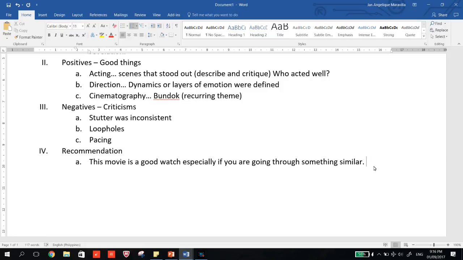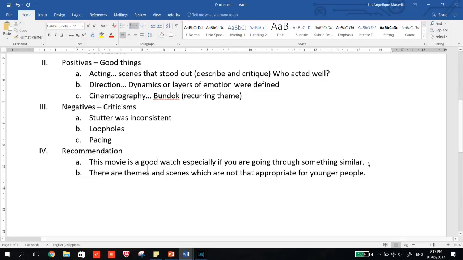O kaya sabihin mo lang na there are themes and scenes which are not that appropriate for younger people. Di ba? Panlakas ba kay MTRCB lang yan? Kasi which is true, kasi may mga violent scenes din sa movie, may mga sexual scenes sa movie. So, pwede mo sabihin na there are themes and scenes which are not appropriate for younger people. Again, hindi yan sa isang paragraph ha. Siyempre, dapat coherent yung paragraph mo. Pero these are just some of the things that you can write.